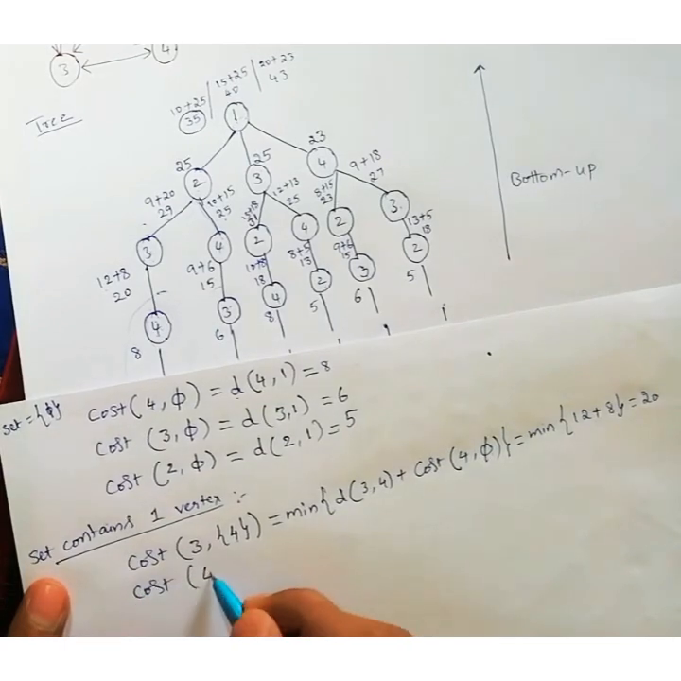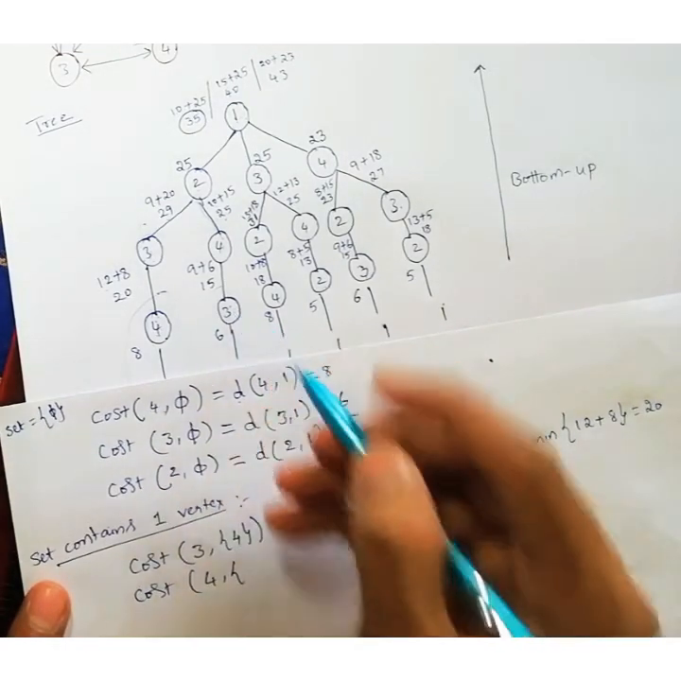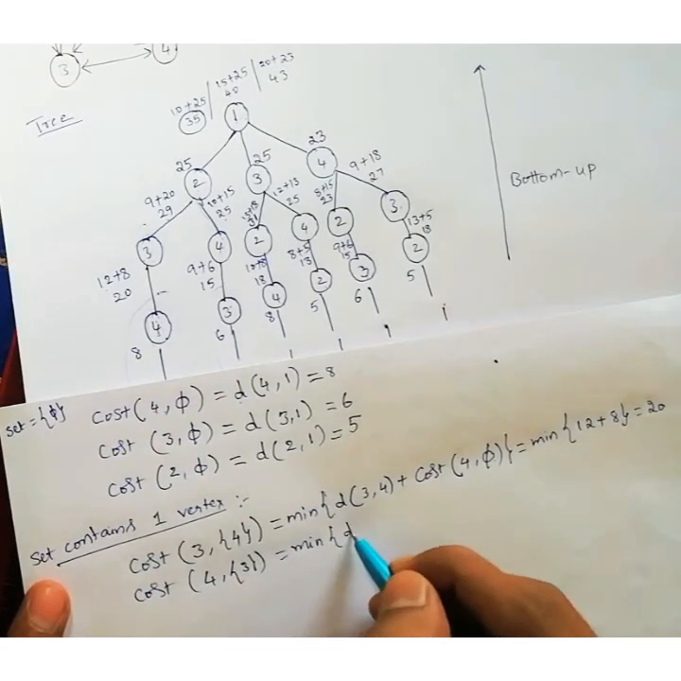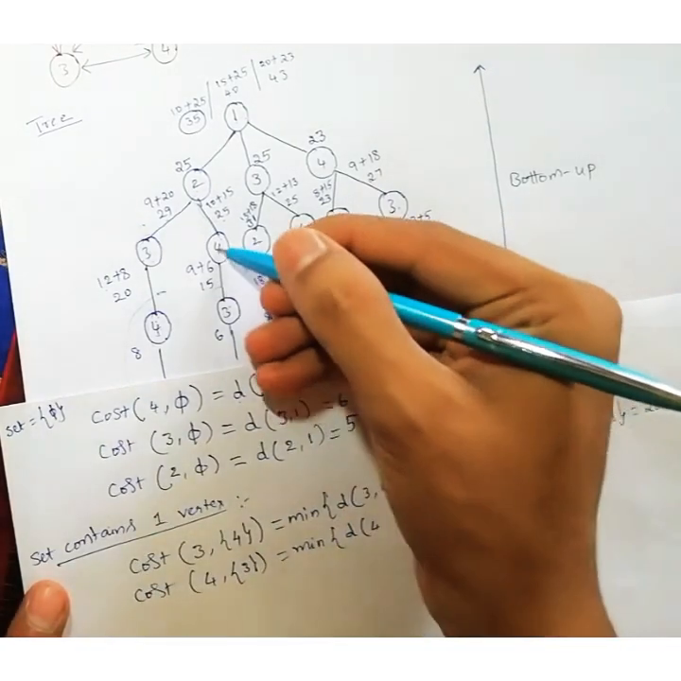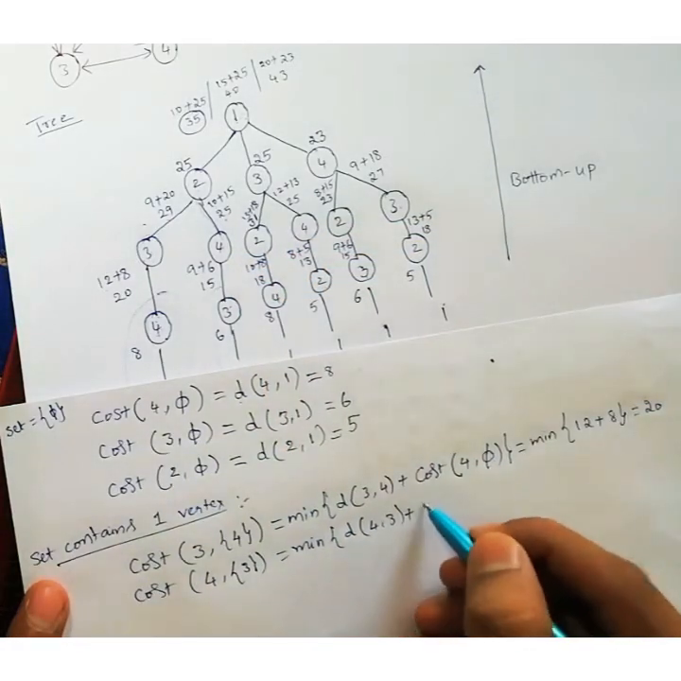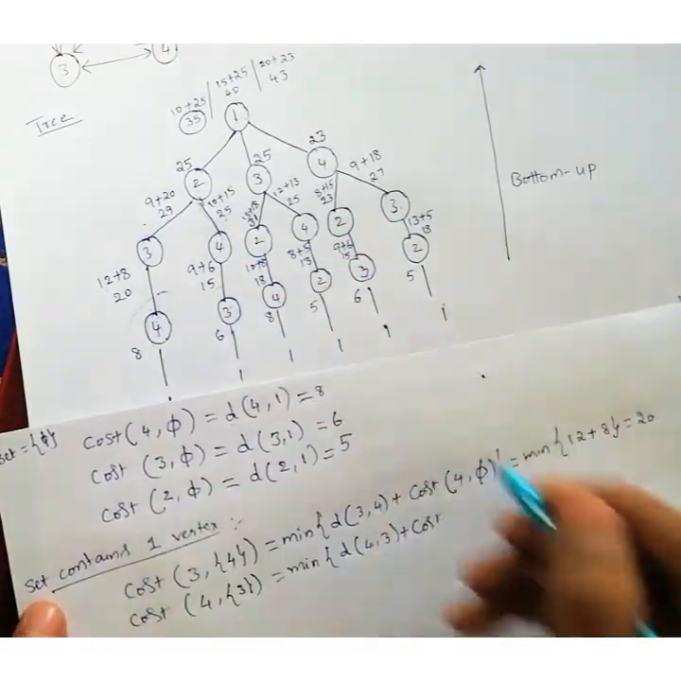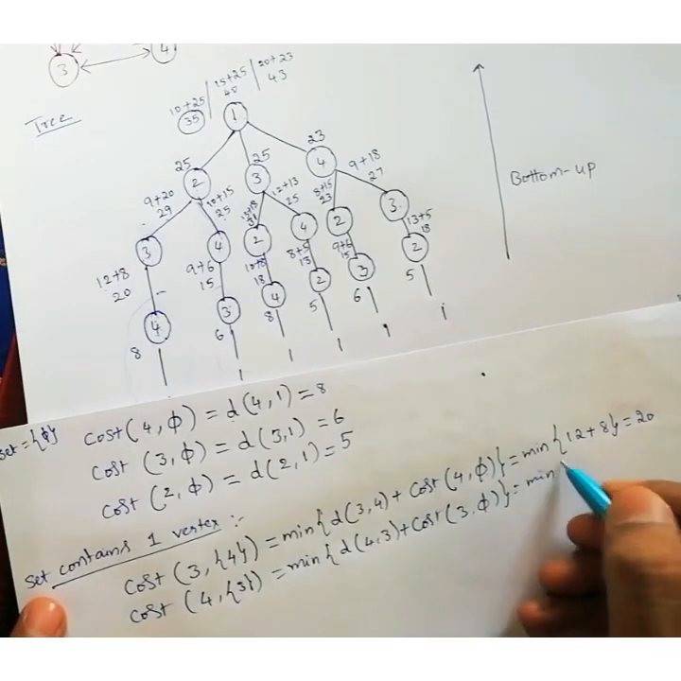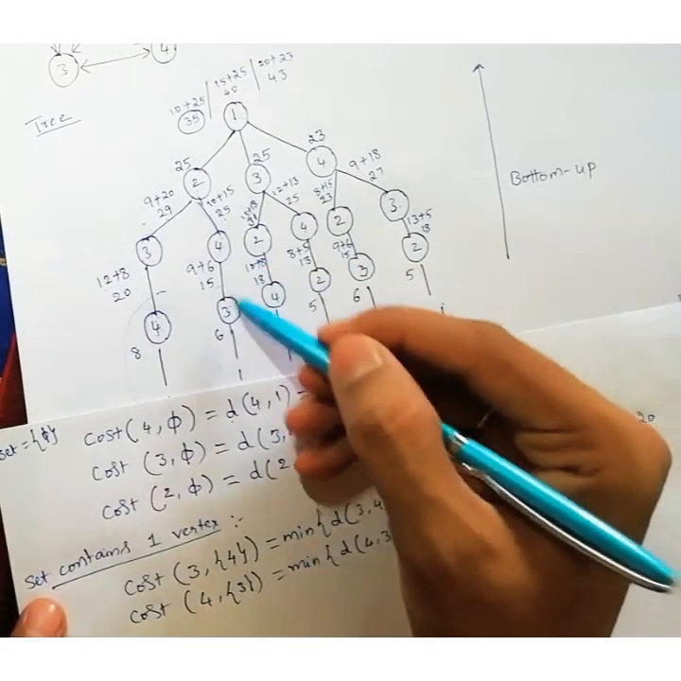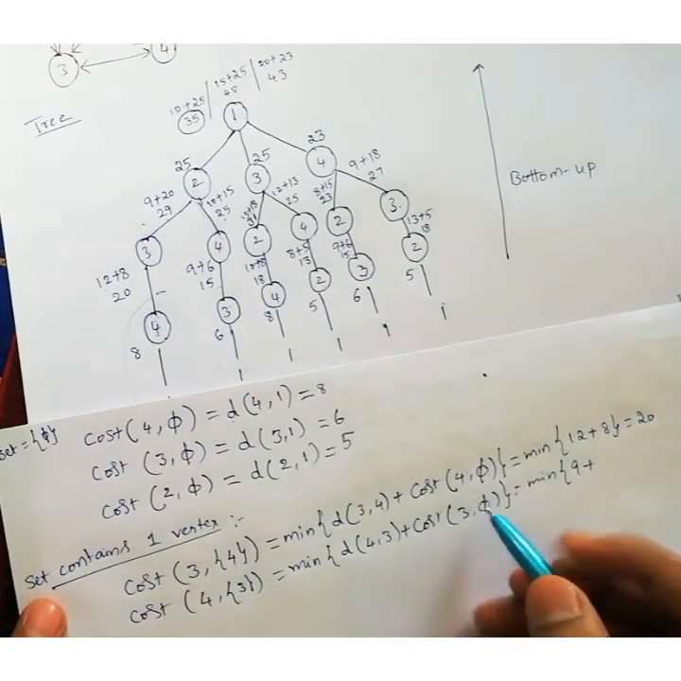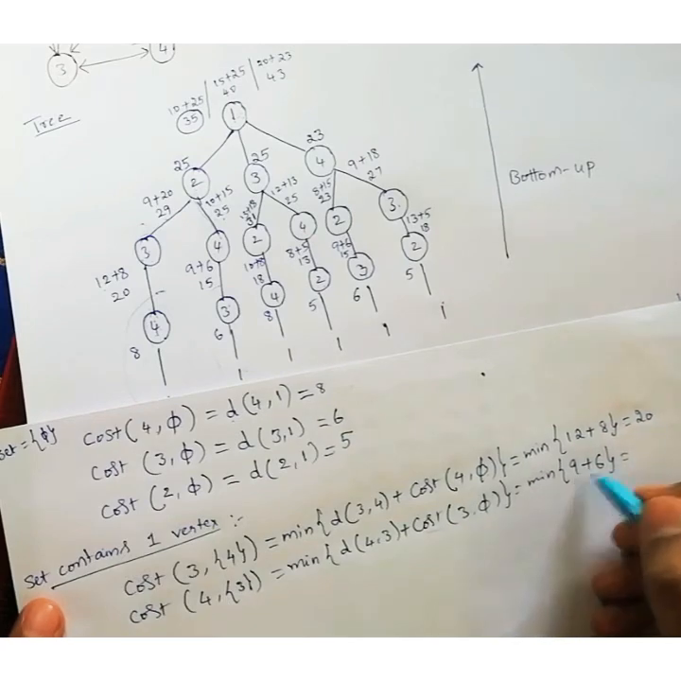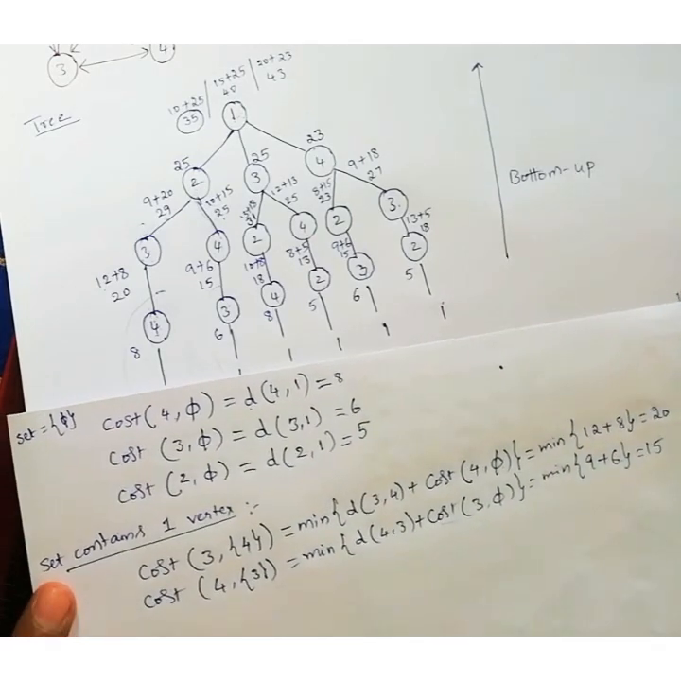Cost from 4 to, set contains 1 element, that is 3. So what is the value? Minimum of distance from 4 to 3 plus cost of 3, that is 6. Cost of 3. What is the value? Minimum of, what is the distance from 4 to 3? That is 9. Plus cost of 3 is 6. And what is the total one? 9 plus 6, 15. In the same way, we have to calculate all.